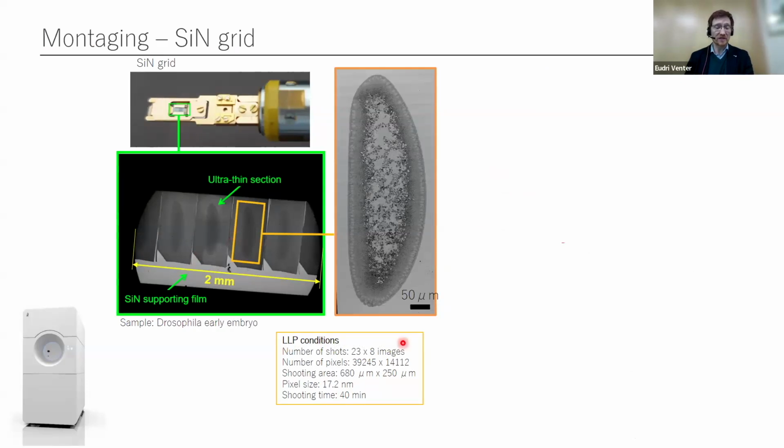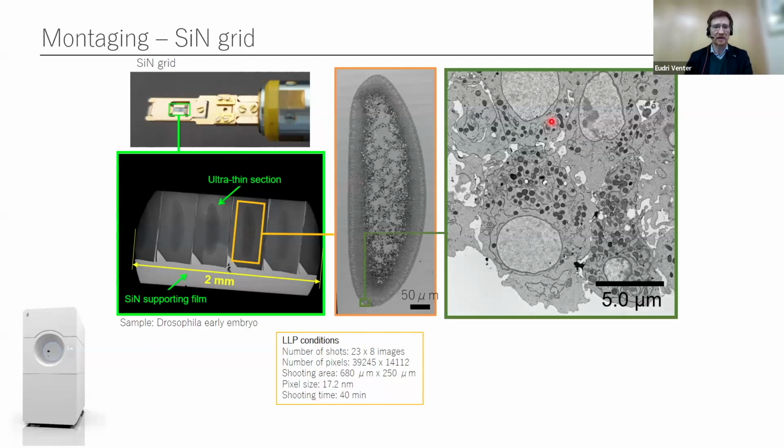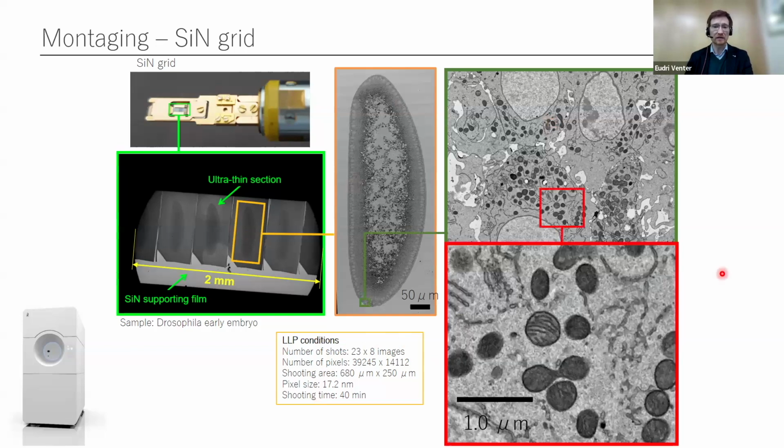Basically, what was represented here was a montage of a few series of data collections at very large field of view, but high pixel resolution, which basically just allows you to keep on zooming in and enjoying the benefit of not having grid bars interrupting your data collection.